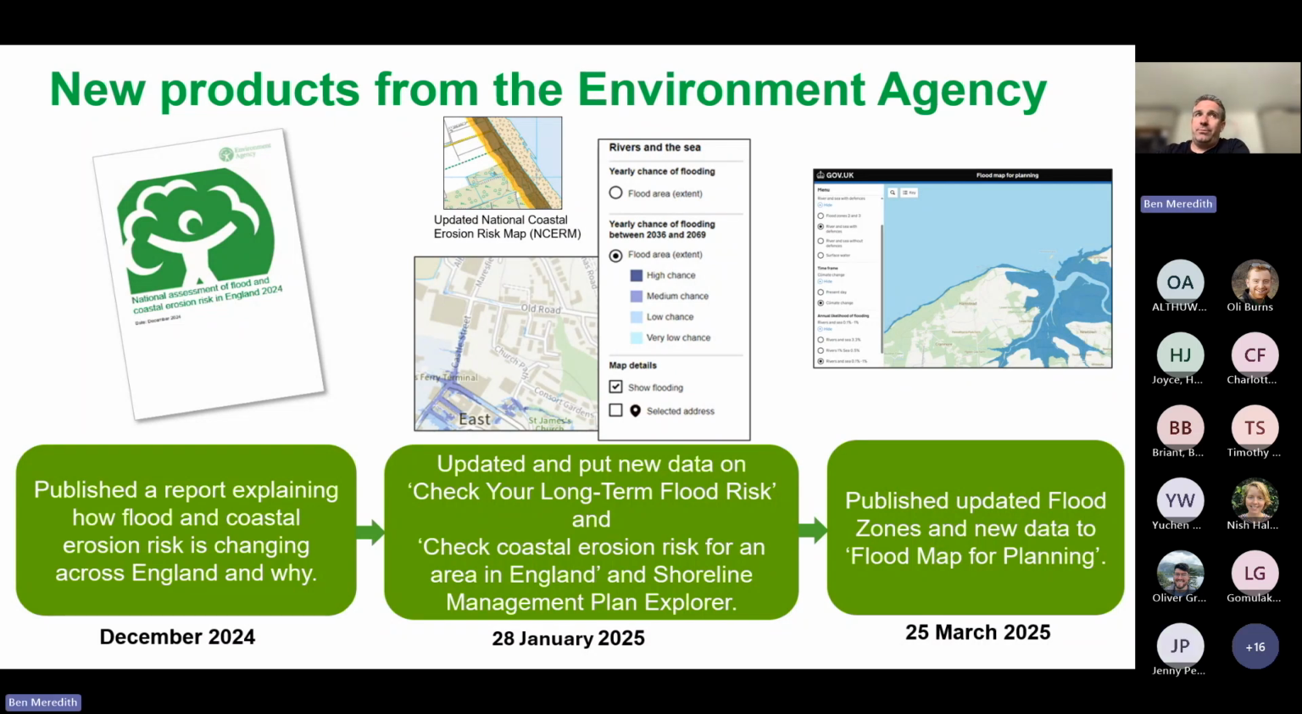On the 28th of January, we then published the new risk of flooding from rivers and sea on Check Your Long-Term Flood Risk Service and the National Coastal Erosion Risk Mapping data on our Shoreline Management Plan Explorer website. And this was followed by the publication of the flood map for planning flood zone data on the 25th of March. Obviously, these data sets are critical for communicating risk to a really wide range of stakeholders and audiences, and a key part of the Environment Agency's strategic overview role for all sources of flooding and coastal erosion risk, and also in developing and applying the National Flood and Coastal Erosion Risk Management Strategy. So let's now spend the rest of the session and draw our focus into the coastal erosion risk mapping.